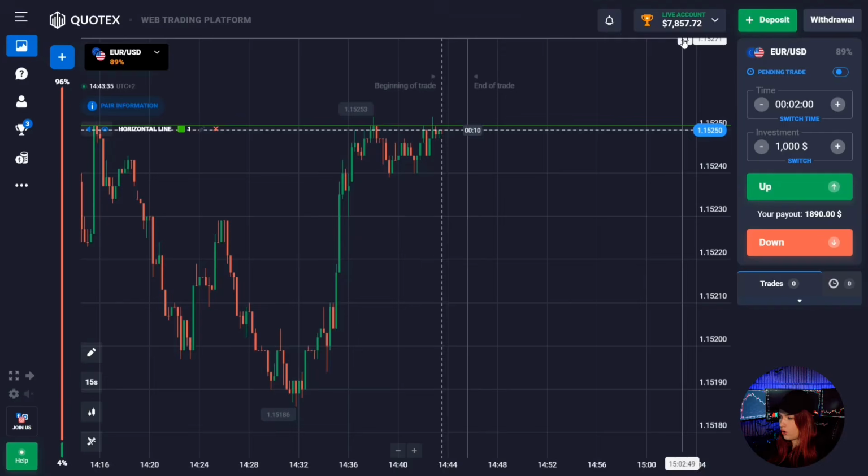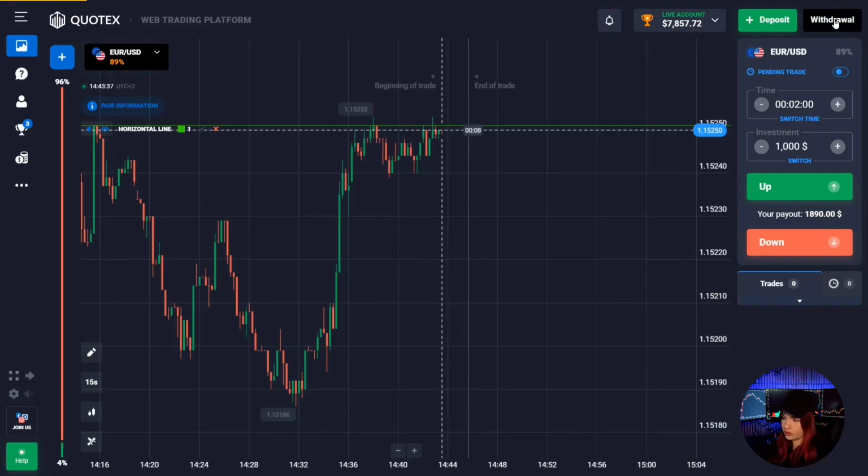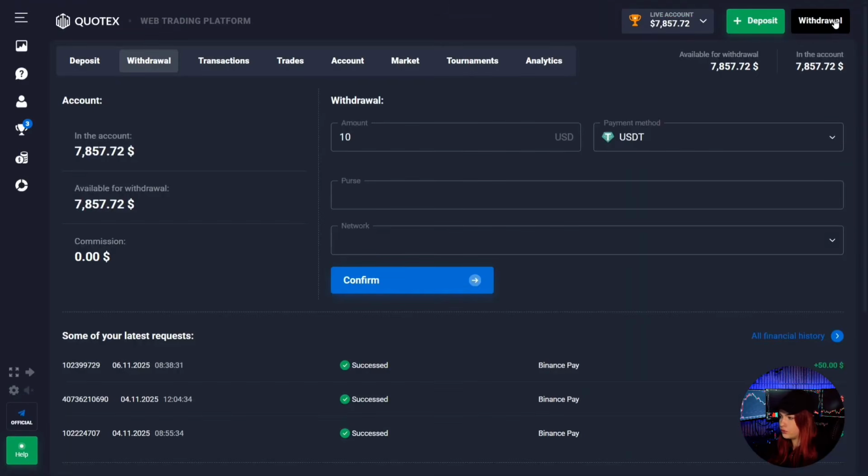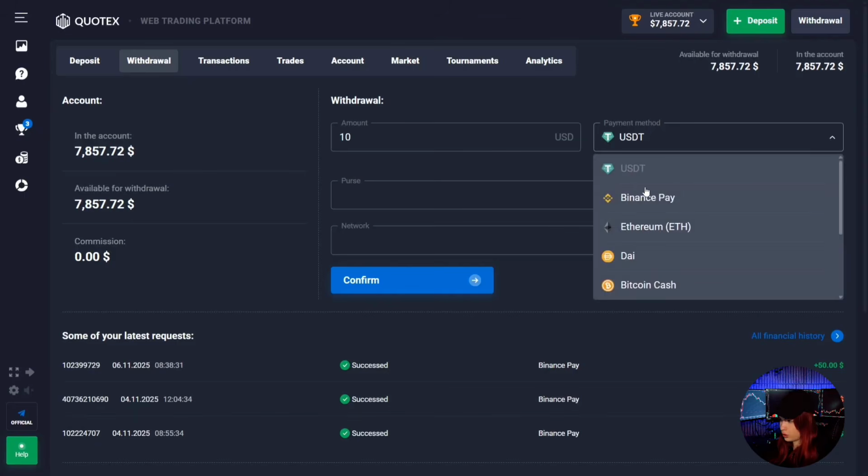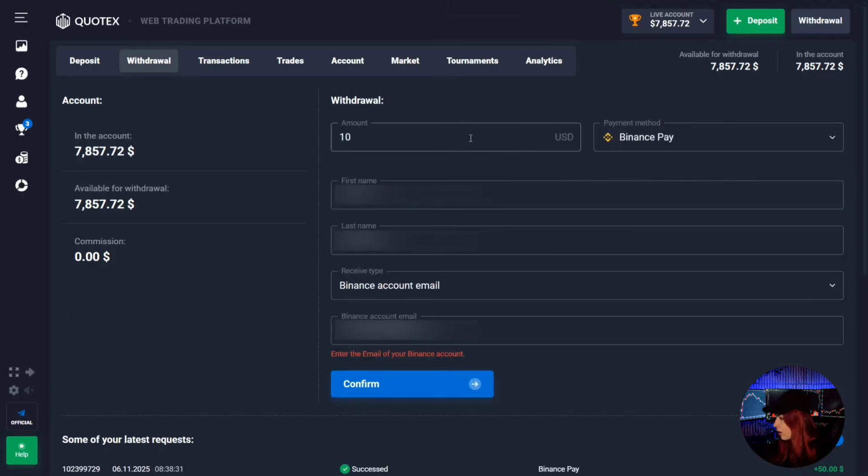So we click on the withdrawal button in the upper right corner. After that, we are taken to the next menu. In this line, we need to select a payment method. There are various options available, but I will choose Binance Pay. Then in this line, we need to enter the amount we want to withdraw. I will be requesting a withdrawal of $7,800. I will enter this amount here.